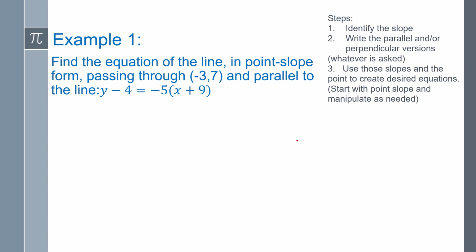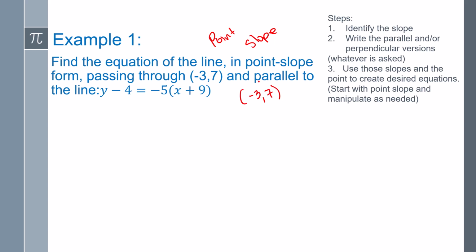It says find the equation of the line in point slope form passing through this point and parallel to the line y minus 4 equals negative 5 times x plus 9. Now we said to create an equation of the line, we need two things. We need a point and we need a slope. Well, good thing they give us the point. The point is negative 3, 7.